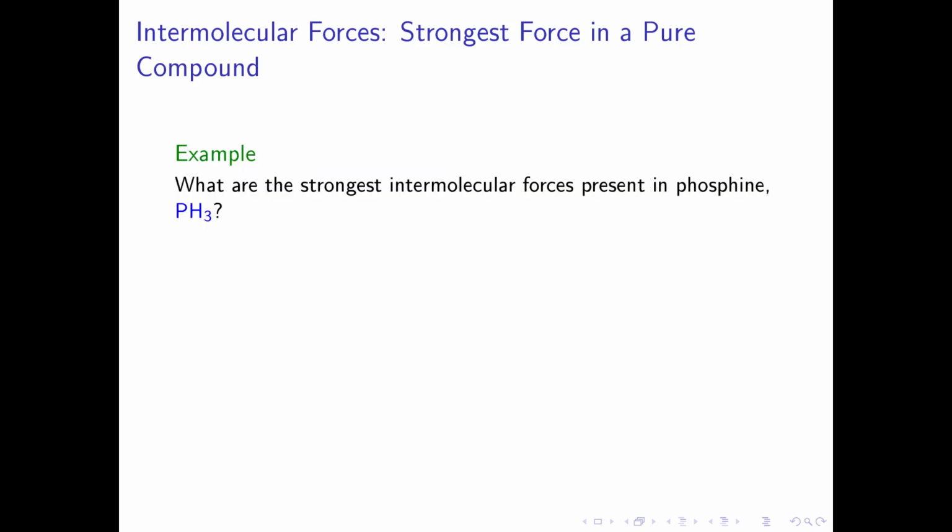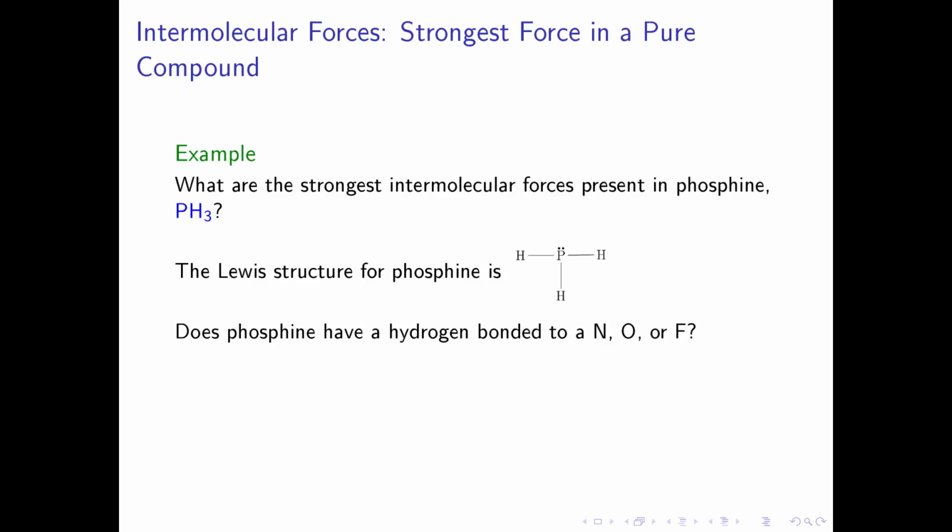Let's consider a few examples. First, what are the strongest intermolecular forces present in phosphine, PH3? We begin with the Lewis structure for phosphine, which is demonstrated here. Now we proceed through our list of questions. Question 1 is, does phosphine have a hydrogen bonded to a nitrogen, oxygen, or fluorine? Clearly from the structure, the answer is no. We now move to question 2.